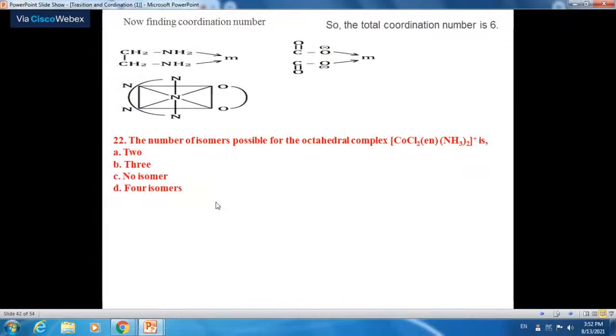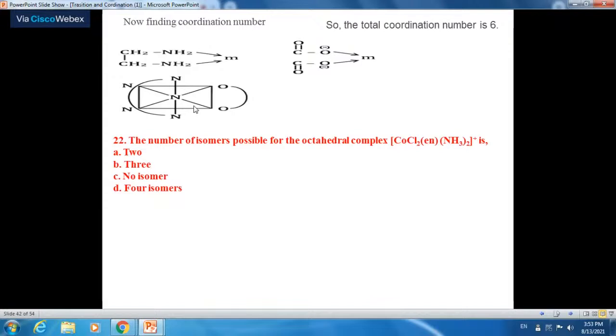You can see here, this is ethylenediamine, and this is the oxalate ligand. When you see what structure is this? Actually, this is M. So coordination 1, 2, 3, 4, 5, 6. Total coordination number is 6. The oxidation state we have just calculated.